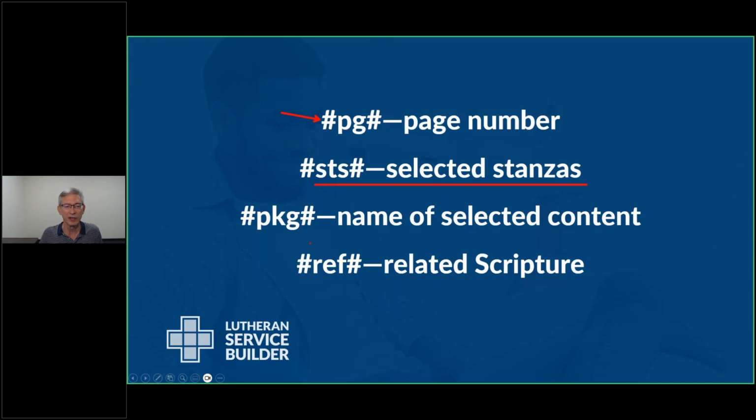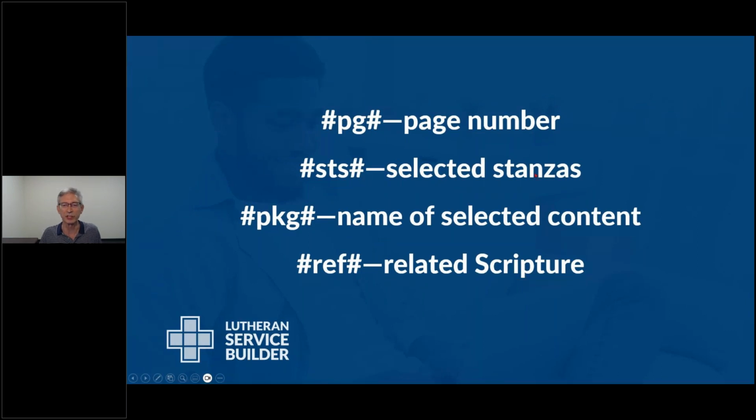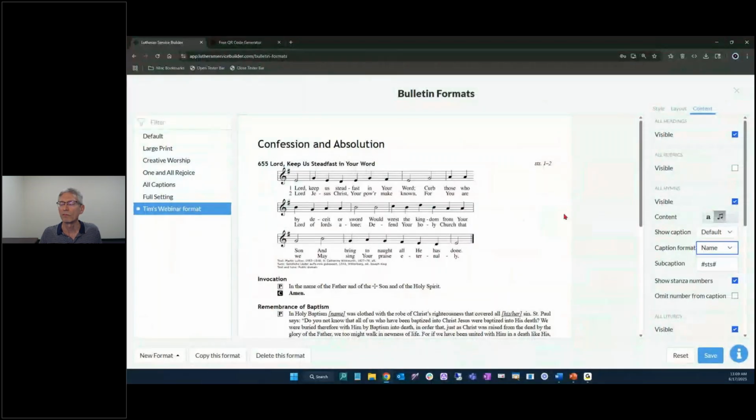You can also use pound pack pound for the name of the selected account, or if you're in a scripture reading, and by default most of our order of service already had pound ref pound, that will then show the related scripture. So let's go back to our hymn, and if I would change the subcaption to, let's say, pound ref pound, and save that, there's nothing there for the hymn in this case, but that's how you would change that up.